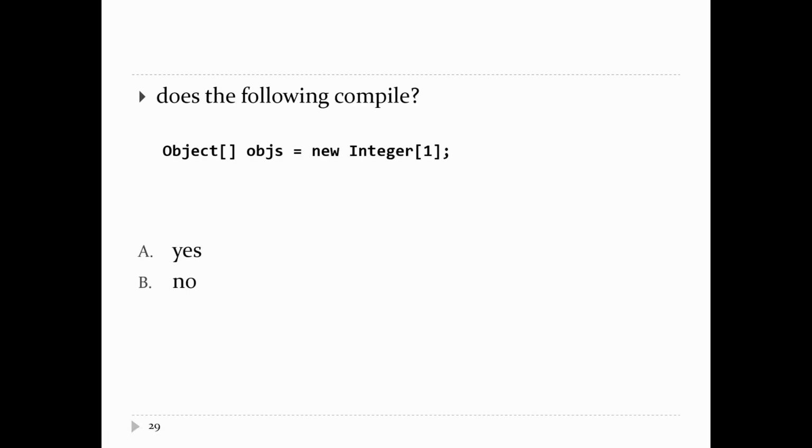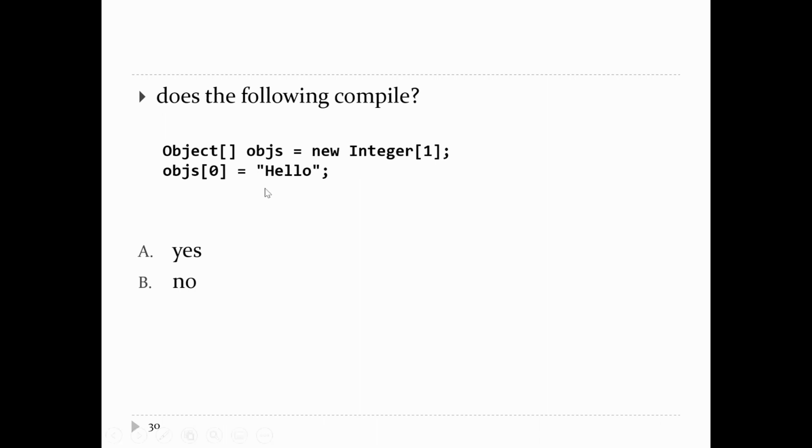So does the following compile? The answer is yes. An array of Integer is substitutable for an array of Object. So you can store an array of Integer in a variable whose type is array of Object. So that compiles, which is unfortunate. You've made an array of Integer, and you stored that array of Integer in a variable whose type you've told the compiler is an array of Object.